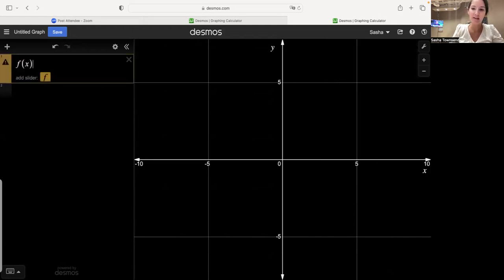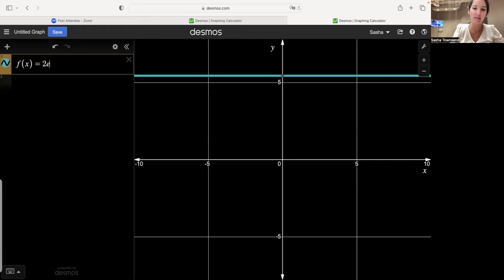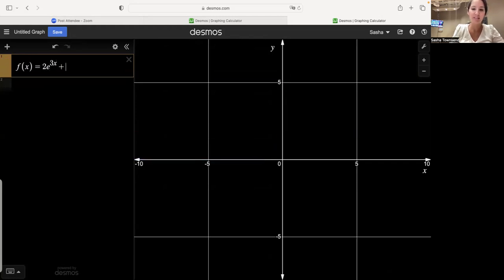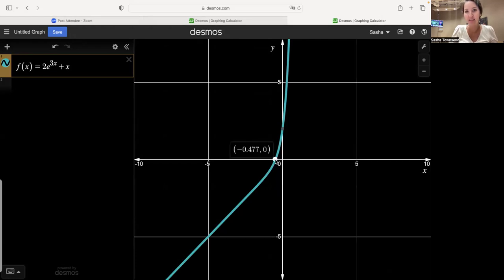And this time our f of x is 2 times e to the 3x plus x. So that's what it looks like. And it looks like my 0 is right here at x equals negative 0.477. You could just read the graph and say, well, Desmos says that that's my 0. But we want to show that that's 0 using the intermediate value theorem.